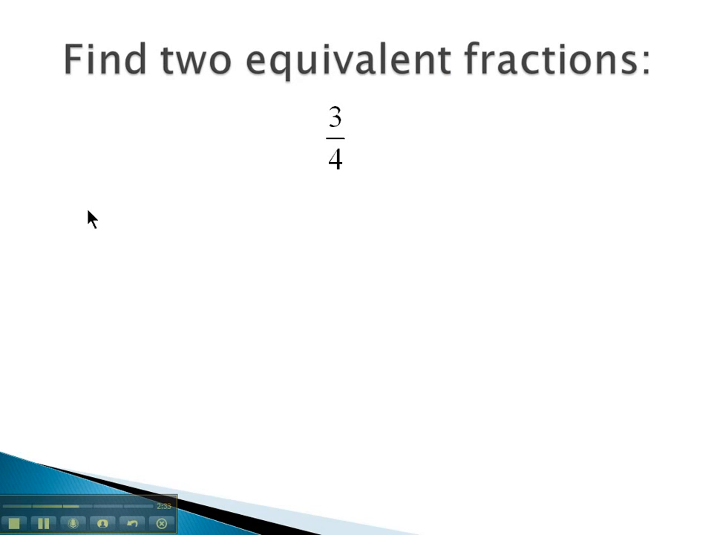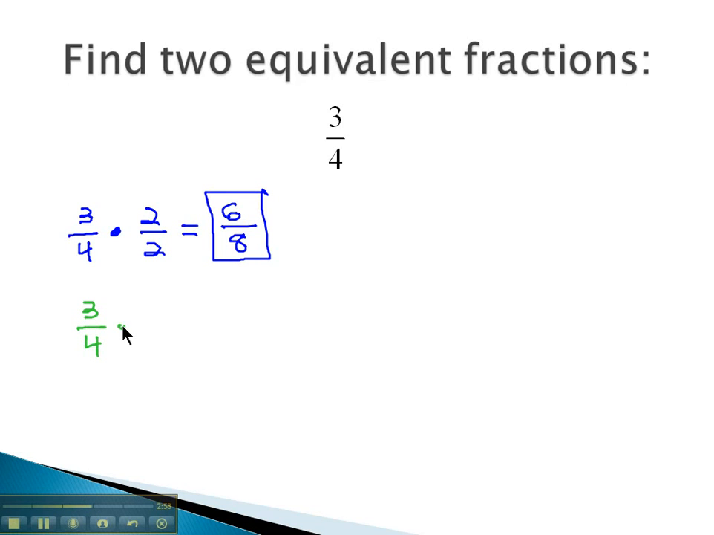If we want 2 equivalent fractions of 3/4, we just have to multiply it by a 1, where the top and bottom are the same. And it doesn't really matter what the top and bottom are. We could multiply by 2 over 2. 3 times 2 is 6. 4 times 2 is 8. And we get 6 over 8 is an equivalent fraction, the same value as 3/4.